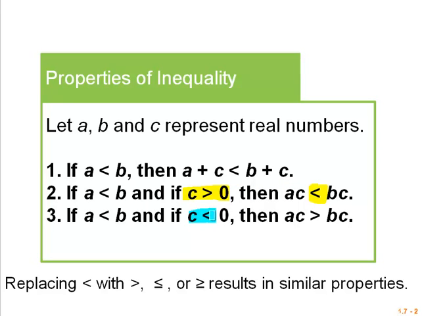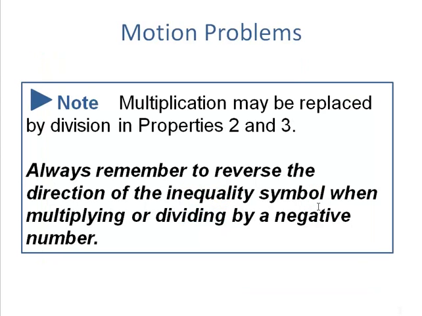However, if we multiply by a negative number, then all of a sudden the inequality changes directions. So that's the one thing to remember about inequalities: when you multiply or divide by a negative number, the direction of the inequality changes. And that's what this is reminding us of, that it also works for division.